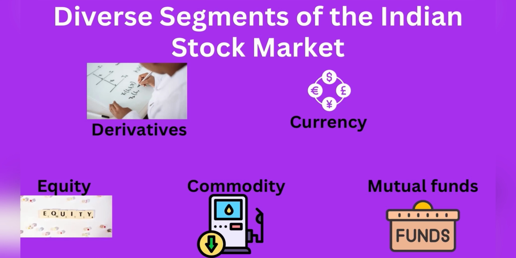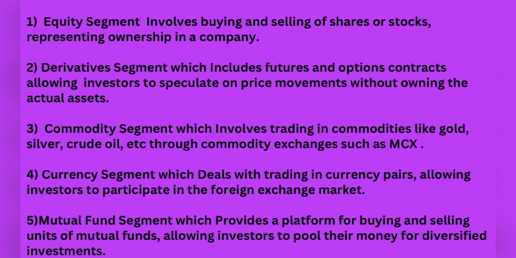the actual assets. Third is commodity segment, which involves trading in commodities like gold, silver, crude oil, etc. through commodity exchanges such as MCX. Fourth is currency segment, which deals with trading in currency pairs, allowing investors to participate in the foreign exchange market. Fifth is mutual fund segment, which provides a platform for buying and selling units of mutual funds, allowing investors to pool their money for diversified investments.